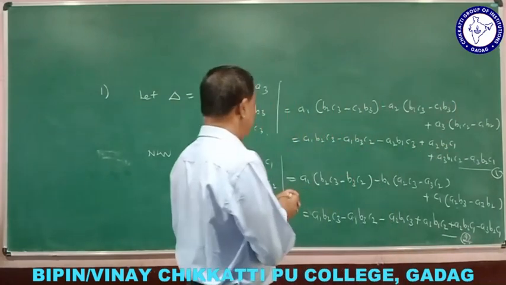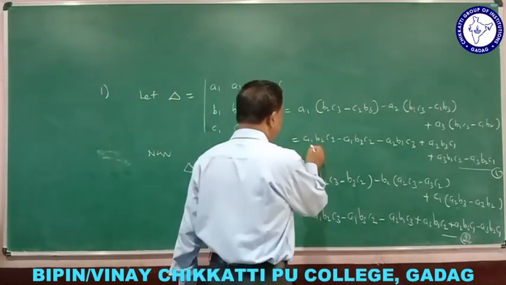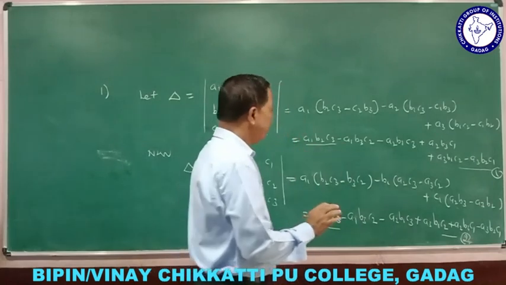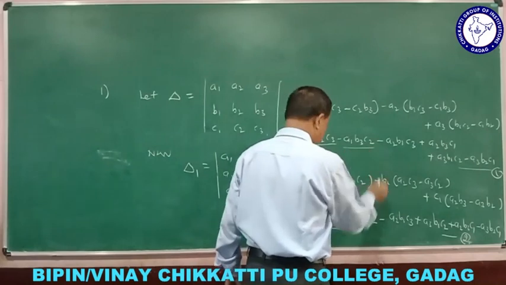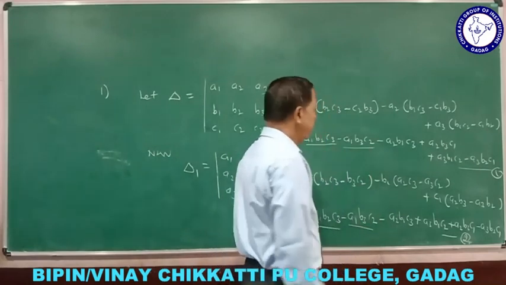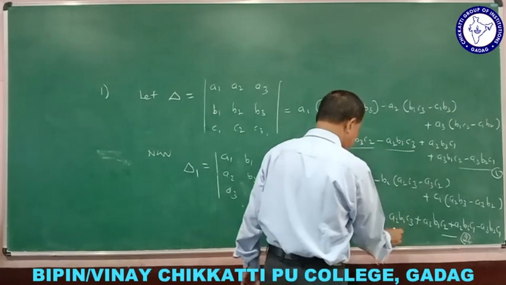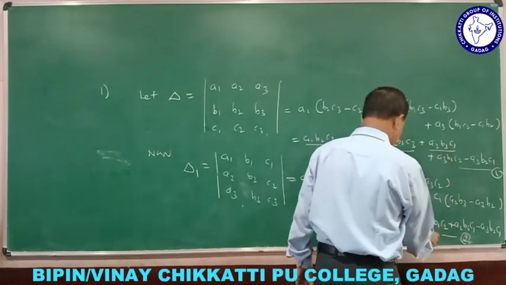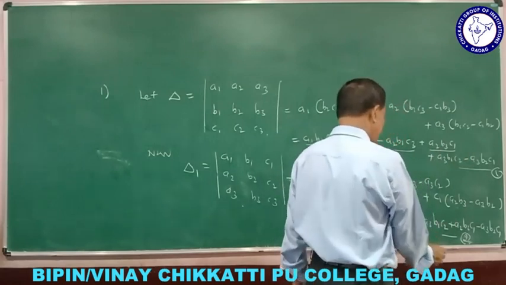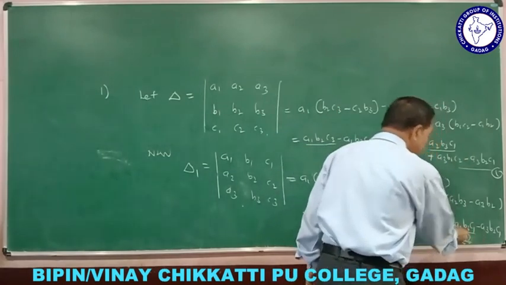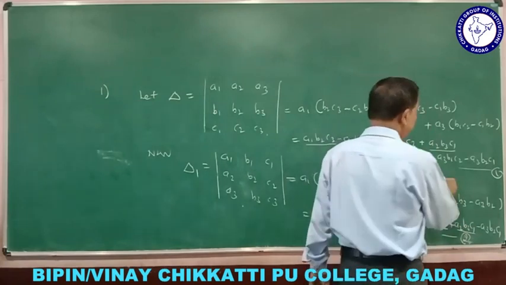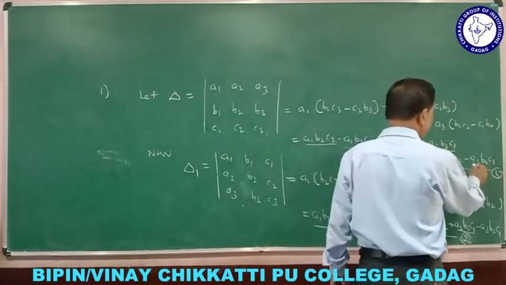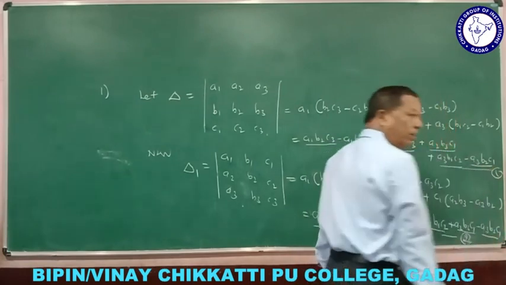1 and 2, you check it. Same or not? A1 B2 C3, A1 B2 C3, same is there. Next what? Minus A1 B3 C2, minus A1 B3 C2. Next what? A2 B1 C3, A2 B1 C3. Next what? A2 B3 C1, A2 B3 C1 is there. Okay. Next what? A3 B1 C2, A3 B1 C2. Next, minus A3 B2 C1, minus A3 B2 C1.